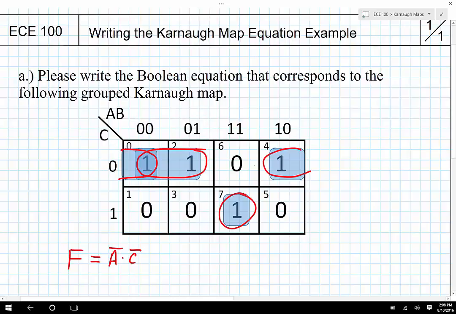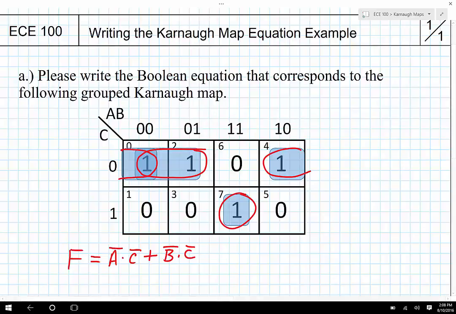Let's take the group that wraps around from the top left corner to the top right corner. Well, those are also going to belong to the row that corresponds to C equals 0, and they are also both going to have B equals 0. So both of those cells contain B being equal to 0. So this is or not B and not C. So each group forms its own product term, and we just have to identify what is common amongst all of the elements of that product term.